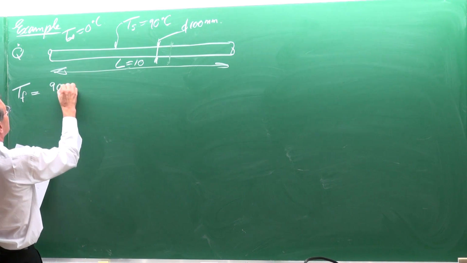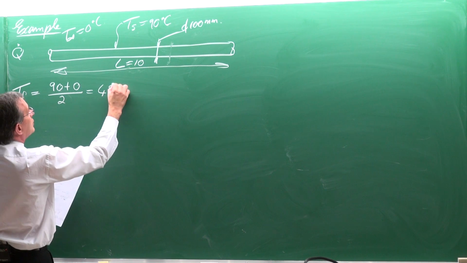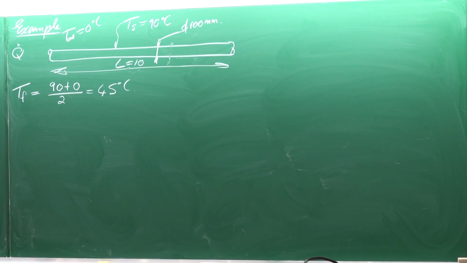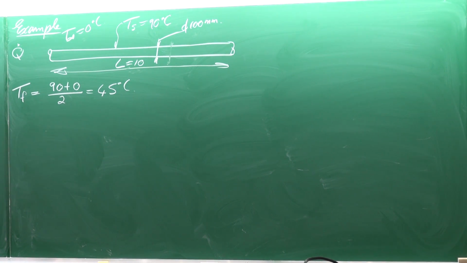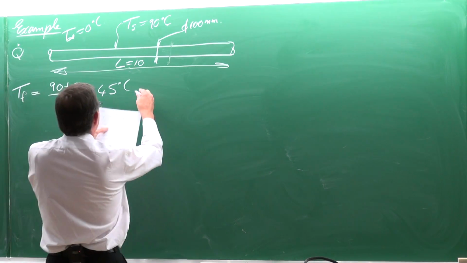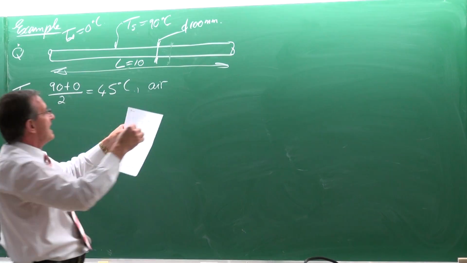And in this case, it is 90 degrees plus 0 degrees divided by 2, and that is equal to 45 degrees Celsius. Now remember, it might be that I give you the heat transfer rate and I ask you to determine the surface temperature, and then you cannot calculate the film temperature. What do you do? You guess. You just start with something, work it through, and then with that temperature, you redo the calculation if necessary. So 45 degrees Celsius, our fluid or gas is air.